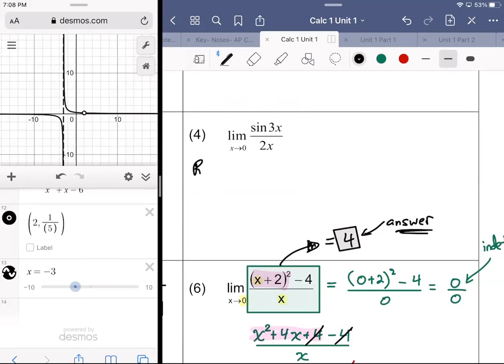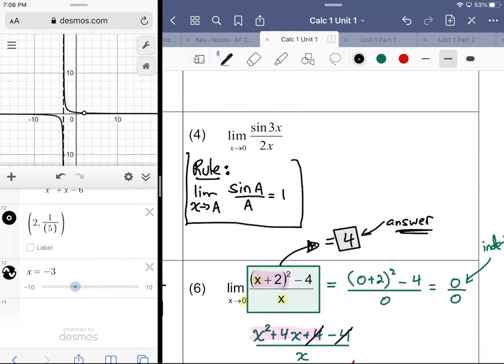But I'll say that the rule is that the limit as x approaches some value a of the sine of a over a is equal to 1. All right, so that's a rule. There's other trig rules, but this is the most popular and therefore, for our purposes, the most useful.